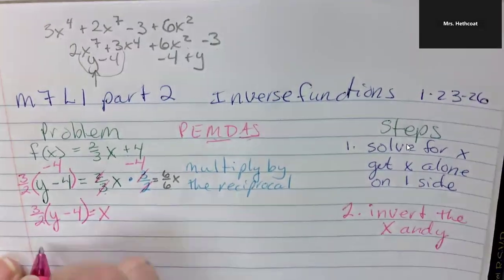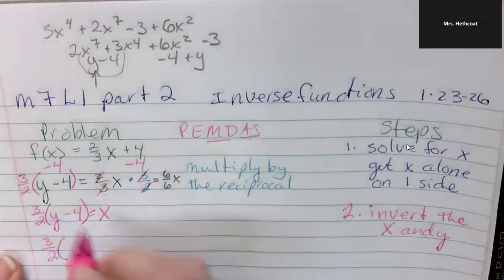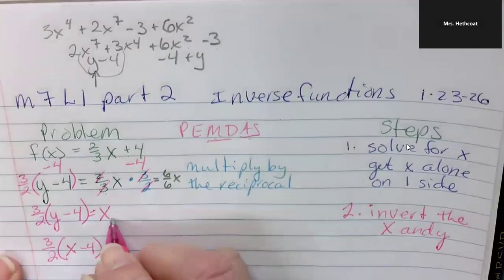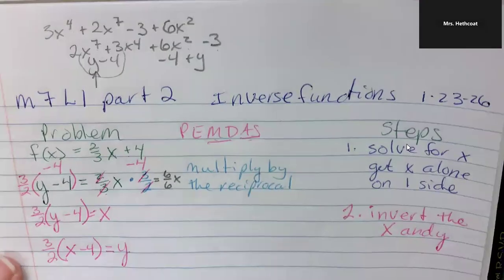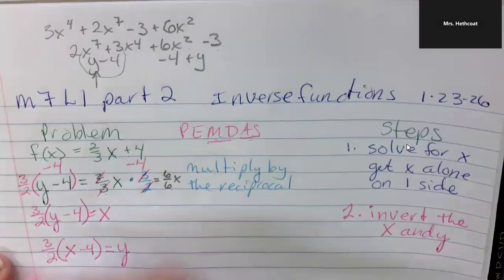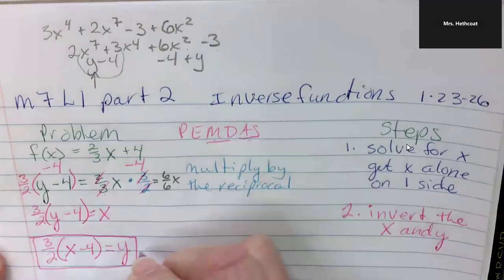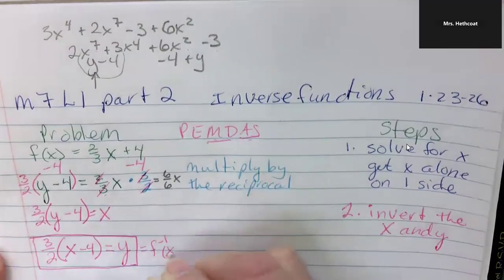So that's going to be 3 over 2. Instead of y minus 4, it'll be x minus 4 equals, instead of x, it will be y. That's what we mean by trade or invert or switch the variables. And then this is one of our answer choices. So hang on, if you got something different, you might still be correct. But this is one way we can do it.